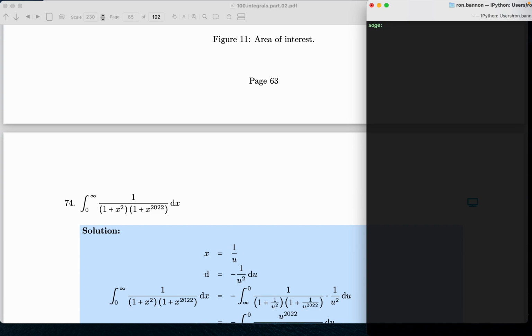Okay, for 74, I'm looking at it. I'm going to use Sage, integrate. We already thought through the problem, paper and pencil. We got an answer. What's it going to be? 1 divided by, and that's going to be 1 plus x squared. And we're dividing by 1 plus x to the 2022 with respect to x, and we're starting at 0, and we're going off to infinity.